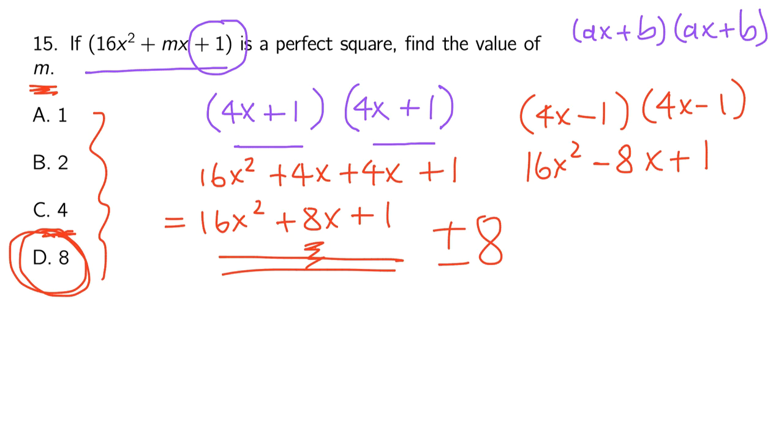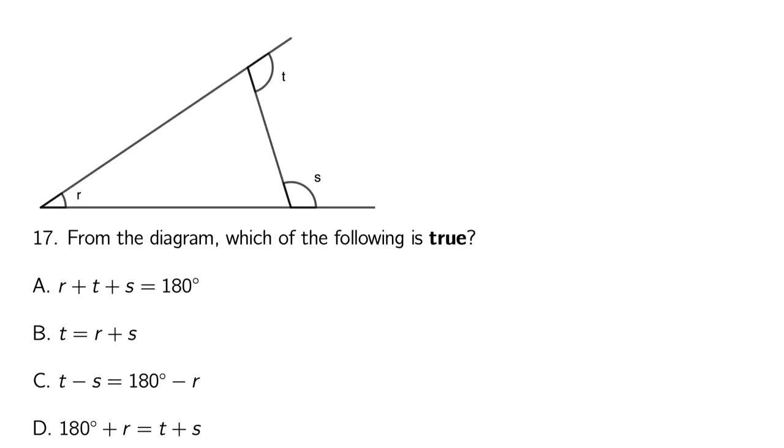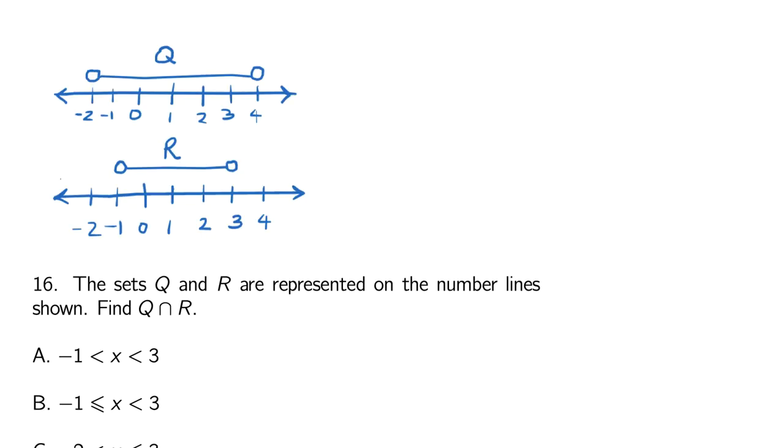All right, the next question is question 17. No, let's do question 16 first. Question 16 says the sets Q and R are represented on the number lines shown.